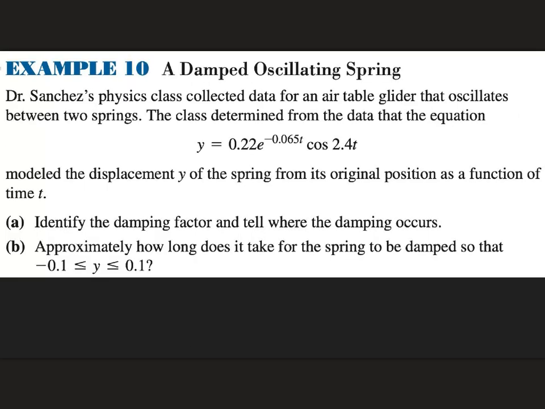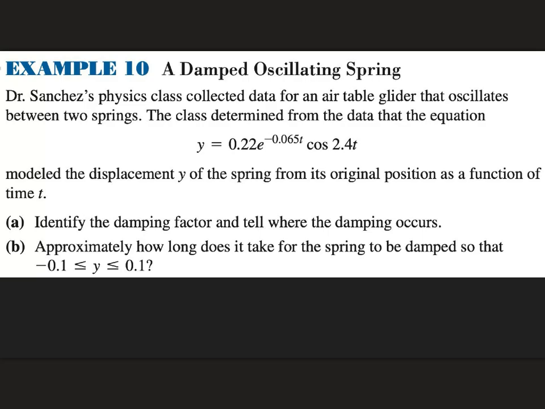Okay, so in oscillating springs, if you have a spring attached to a weight and you pull the spring back, it's going to go back and forth, but friction is going to cause the spring to slow down and stop, even if the weight is on an air glider. So this is something physicists like to do. So here's our function.